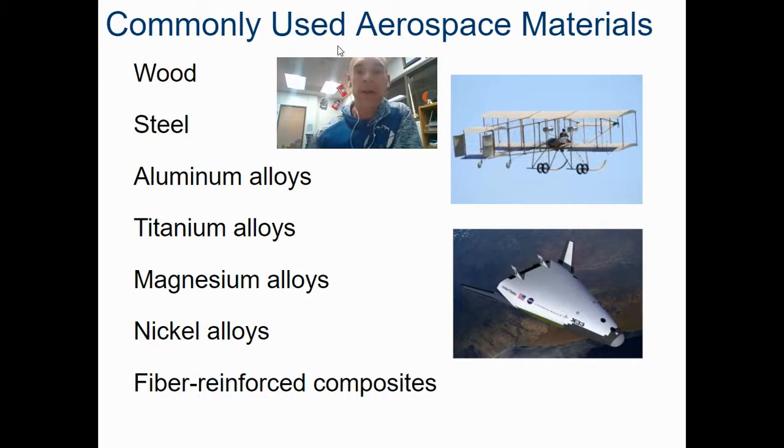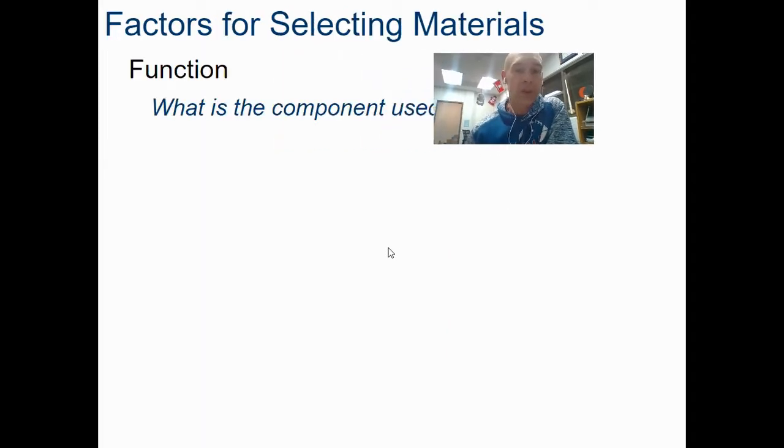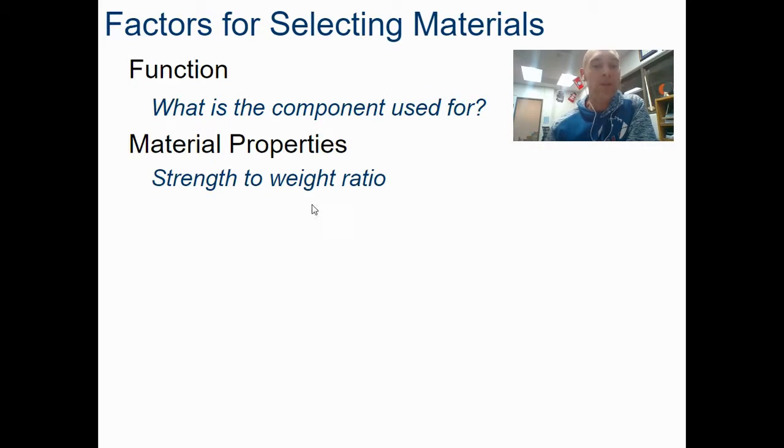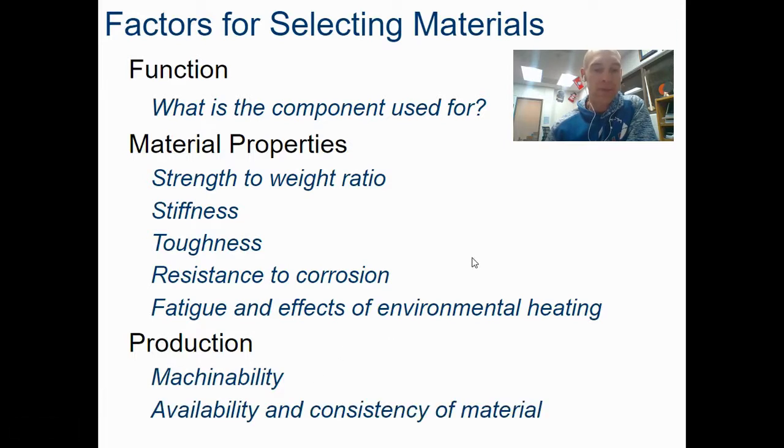These are some commonly used aerospace materials. We started with wood, and we've moved on to steel, aluminum, titanium, and even fiber reinforced composites. So, factors for selecting materials: function. What is it going to be used for? What is the strength to weight ratio? Stiffness, toughness, resistance to corrosion, and so on. And how easily can it be produced?